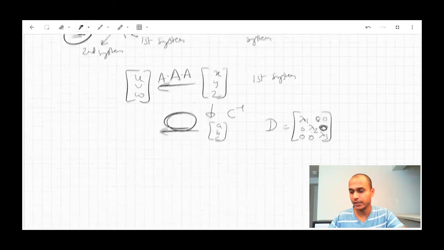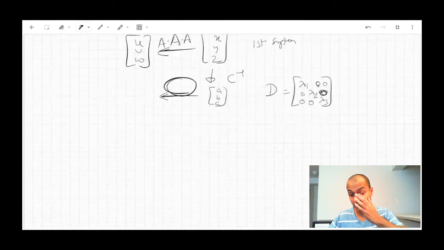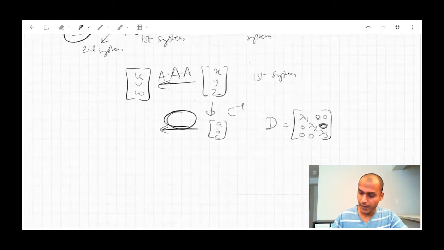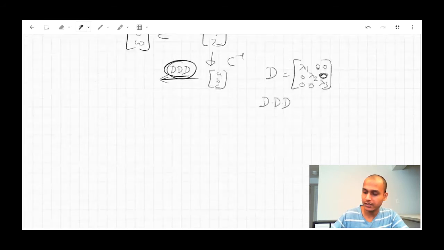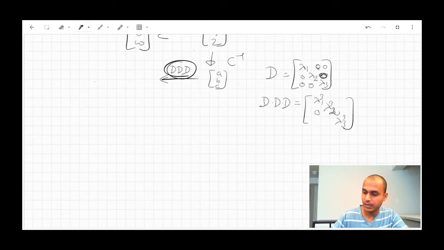And zeros elsewhere. So this is a 3 cross 3 matrix. I can apply D thrice, and applying D thrice is the same as saying D times D times D. It turns out this is just equal to lambda 1 cube, lambda 2 cube, and lambda 3 cube on the diagonal, and zeros everywhere else.